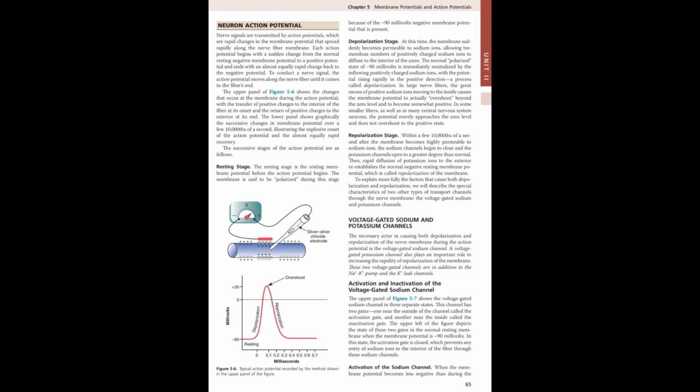The necessary actor in causing both depolarization and repolarization of the nerve membrane during the action potential is the voltage-gated sodium channel. A voltage-gated potassium channel also plays an important role in increasing the rapidity of repolarization of the membrane. These two voltage-gated channels are in addition to the sodium pump and the potassium leaky channels.